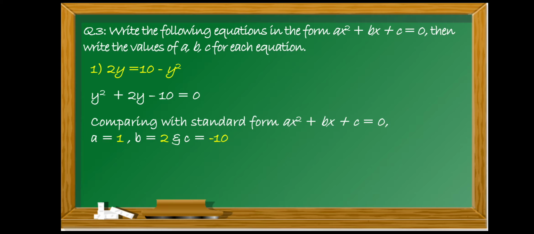Then comparing with the standard form ax square plus bx plus c equal to 0, your a is 1. There is no coefficient written with y square, which means the value of a is 1. Therefore, the value of b is 2 and the value of c is minus 10.